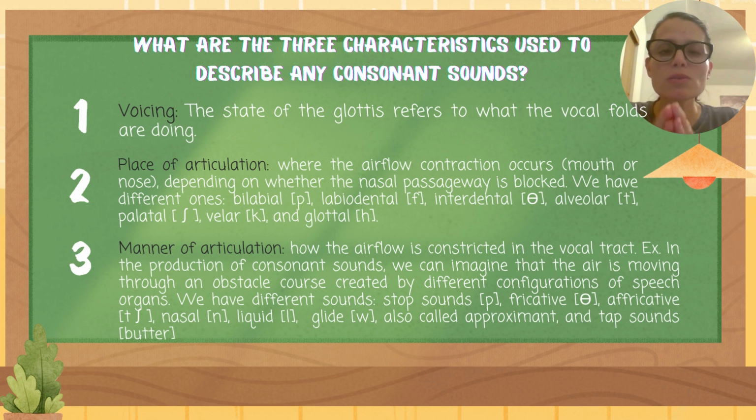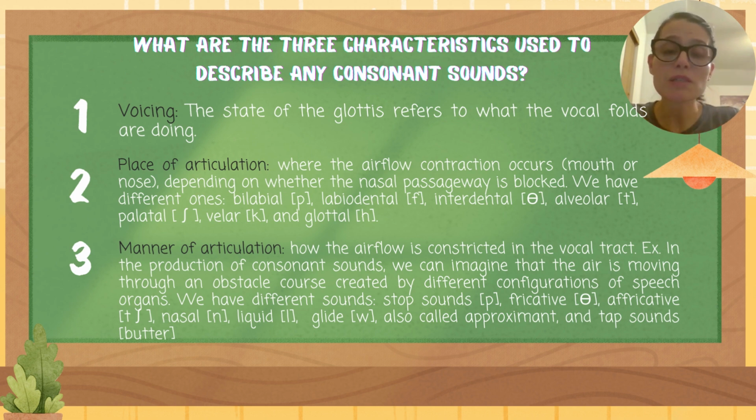So linguists use three. Number one is voicing. The state of the glottis refers to what the vocal folds are doing. So it's basically right here in the glottis, and the vocal folds create a sound. Depending on what these vocal folds are doing, we have different types of voicing, voiceless and voiced sounds. So in the next slide, we're going to go deeper into that. So this is number one.